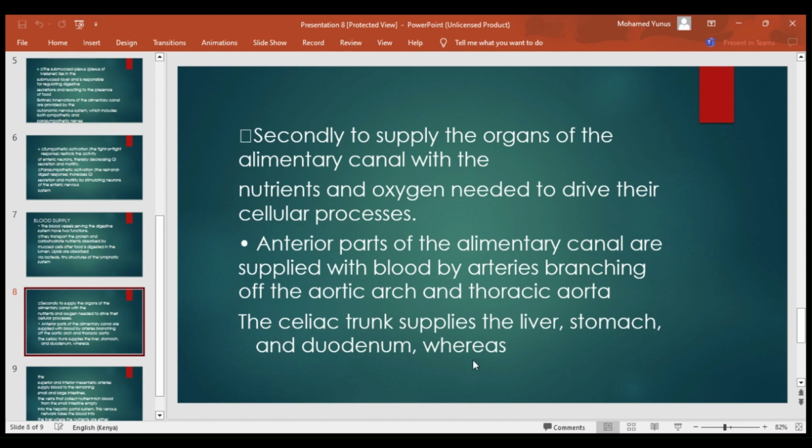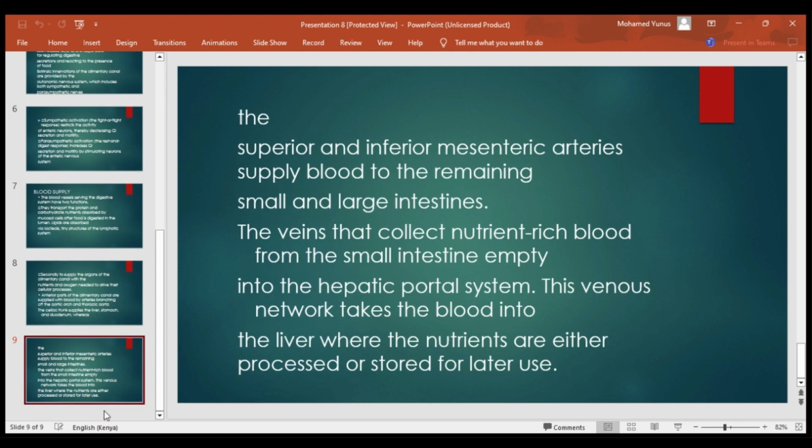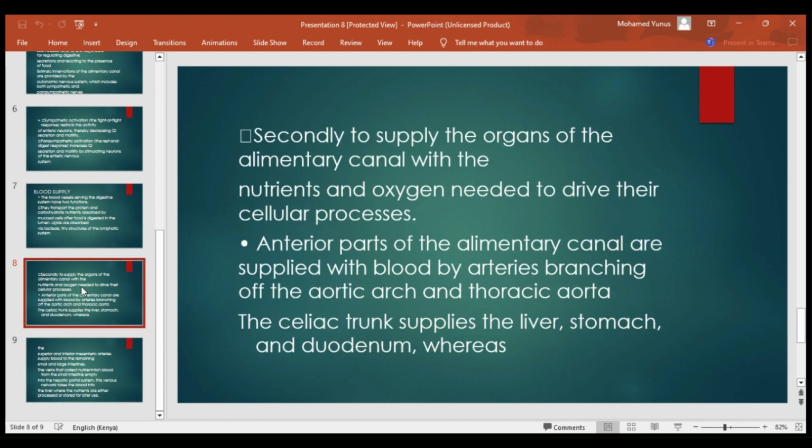And we also find that the celiac trunk supplies the liver, stomach, and the duodenum, whereas the superior and inferior mesenteric arteries supply the blood to the small and the large intestine. So the small and the large intestine get their blood supply from the mesenteric arteries. Then if we come to the anterior parts of the alimentary canal, they get their blood from the aortic arch and the thoracic aorta.